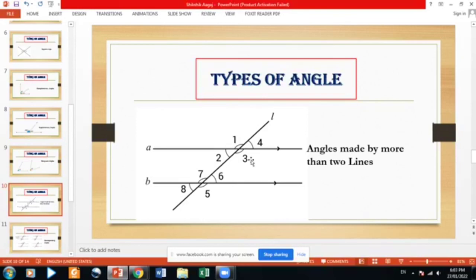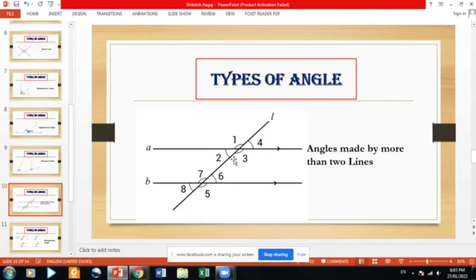Can you tell me which will be the supplementary angles here? We're just looking at line L and line A. Angle 1 and angle 4 will be supplementary or linear. Angle 1 and angle 2 will also be linear. Angle 2 and 3 will also be linear or supplementary, meaning the sum of their angles will be 180 degrees. Here angles 3 and 4 will also be supplementary angles.